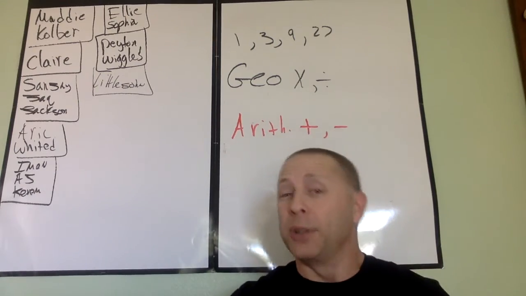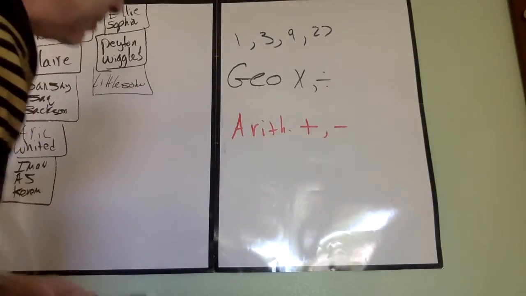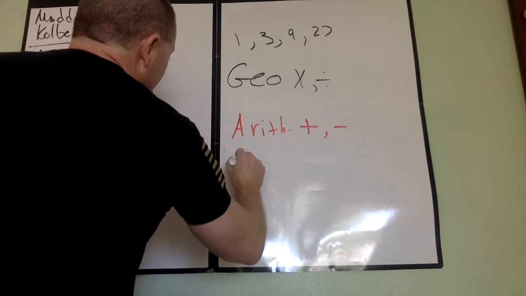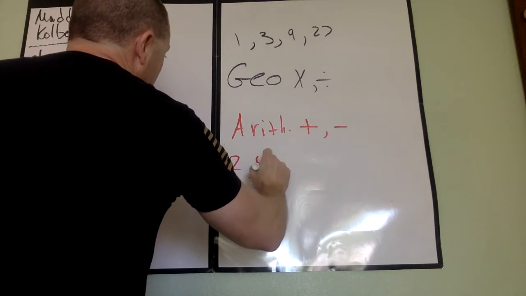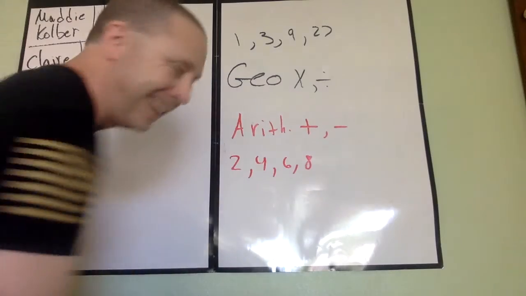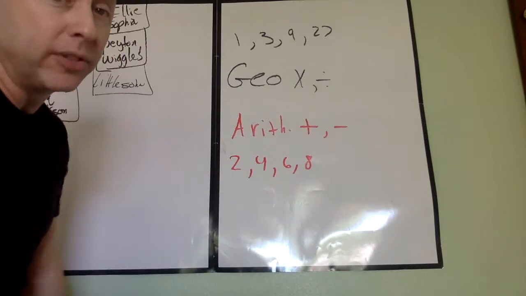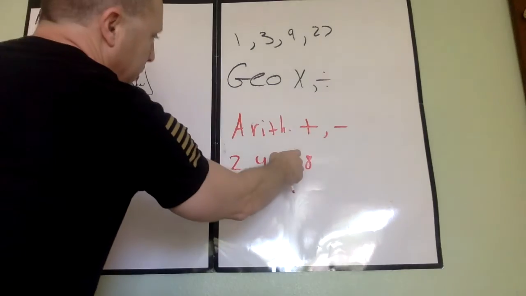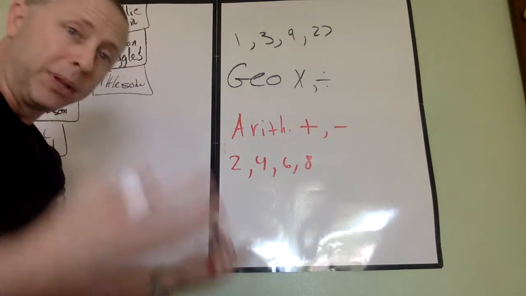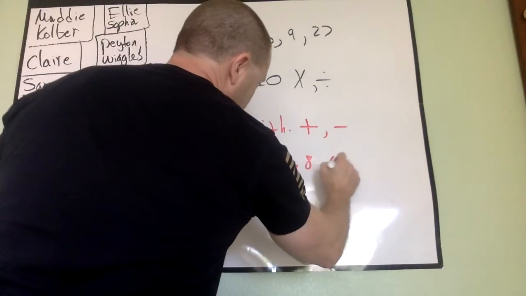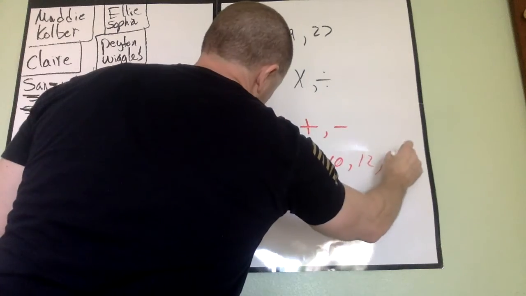Let's give an example of the arithmetic pattern. So let's start off simple. Arithmetic pattern. So let's say, I don't know, 2, and then 4, and then 6, and then 8. You get it, right? I add 2 every single time. So plus 2, plus 2, plus 2, plus 2. So the rule would be plus 2, and the next 3 numbers? Well, 10, and then 12, and then 14.